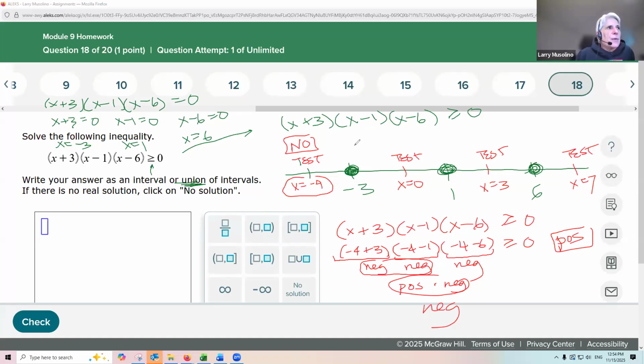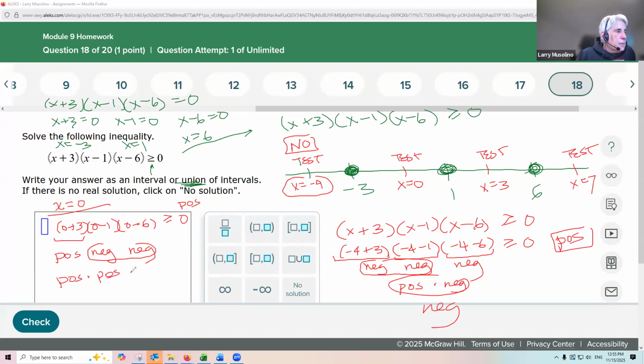All right, let me do the same thing with x = 0. It's going to be 0 plus 3, 0 minus 1, 0 subtract 6. I want to know, is this greater than or equal to 0, which really means, is it positive? Well, this is a positive. This is a negative. This is a negative. But negative times negative is positive. Positive times positive is positive. So yes, this is going to work out to be a positive answer. So this is a yes. So I'm going to highlight this interval.